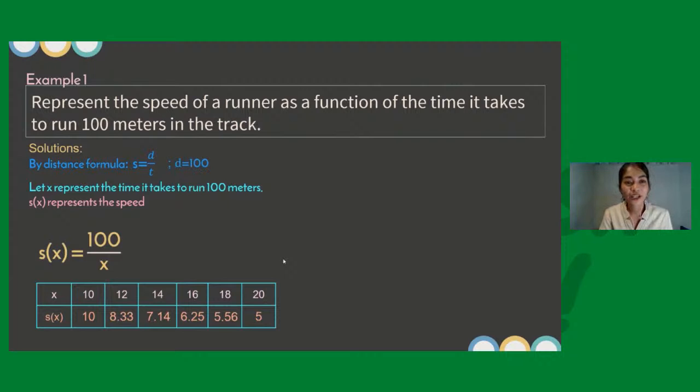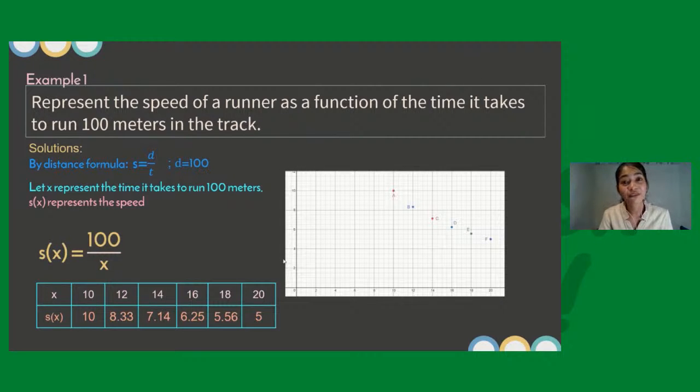Now, we can also represent rational functions using graphs. If you're going to graph these points, we have here x and s of x, which is 10, 10. That will be point A, the intersection of 10 and 10. And 12, 8.33 is point B, and so on. So if we are going to plot that, we are going to notice that this function, s of x is equal to 100 over x, shows a smooth curve. So remember that all rational functions show a smooth curved graph. So that is one of the representations of rational functions.